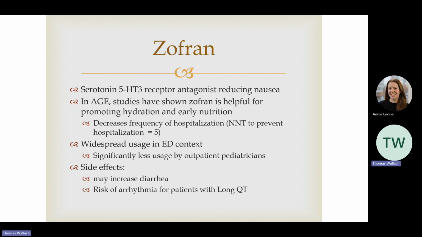Zofran. Zofran's a 5-HT3 receptor antagonist. It's awesome. It's the coolest. If you don't have any at home, you should. I keep it around all the time. In my opinion, it should be over the counter. Again, because it is highly safe.